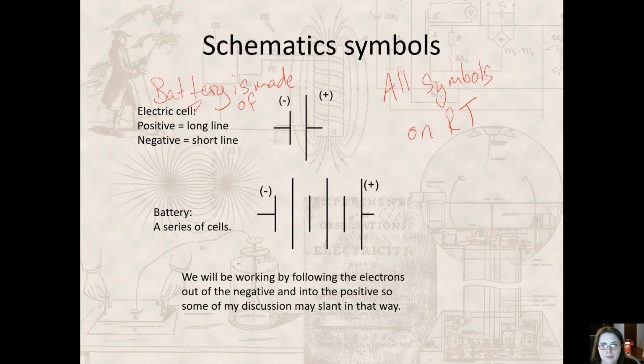So in our schematics, we're going to be following the electrons so that they come out of the negative and into the positive. So they are going to be kind of weird that way, but that's how it's drawn. And so that's what happens. So they are coming out of the negative into the positive.